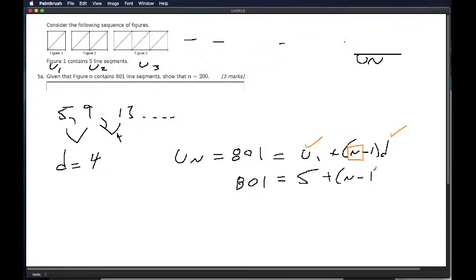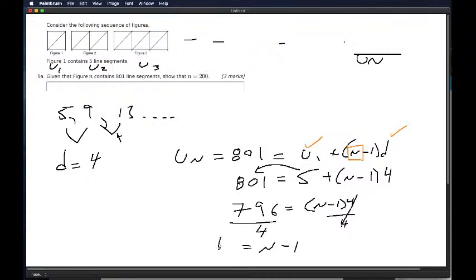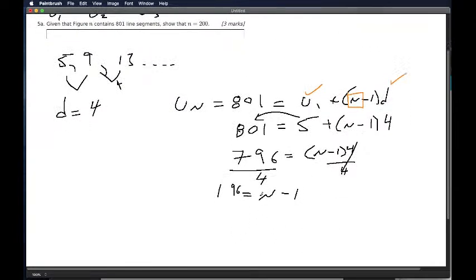N we don't have, and our common difference in this case is 4. Bring that over. 801 minus 5 is 796. N minus 1 times 4. I would divide by 4 on each side. So we have N minus 1 is equal to 196, if I'm right. And then you bring that over there. So N is equal to 197.